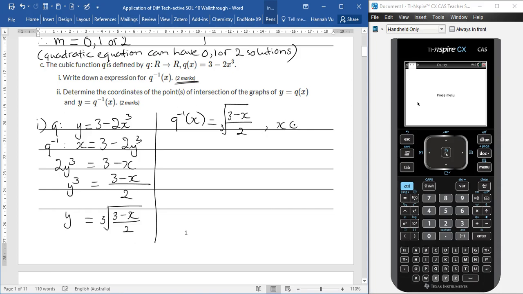and put in the domain, x is real because there's no restriction on the domain and range here. Actually, I don't think that's right. Is that right? Yes, this is a cubic function, so the domain of q inverse is going to equal the range of q, which is just R, because if you think about the shape of a cubic function, this one's going to look something like this. So it definitely can cover every y coordinate. Okay, so that's the first part.